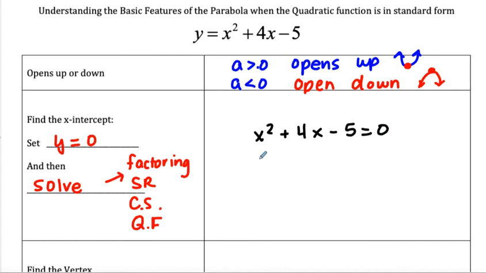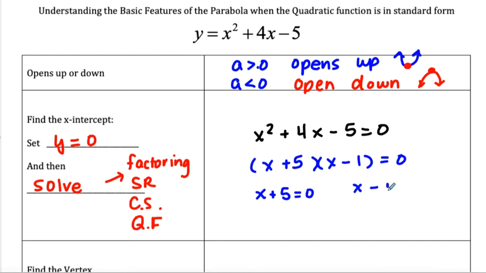I'm looking for the factors of -5 that add to 4. To me, that looks like x plus 5 and x minus 1, because they multiply to -5, yet they add to a positive 4. Then I'm going to use the zero product property and set each factor equal to 0. So I get x equals -5 and x equals 1. So the x-intercepts are (-5, 0) and (1, 0).